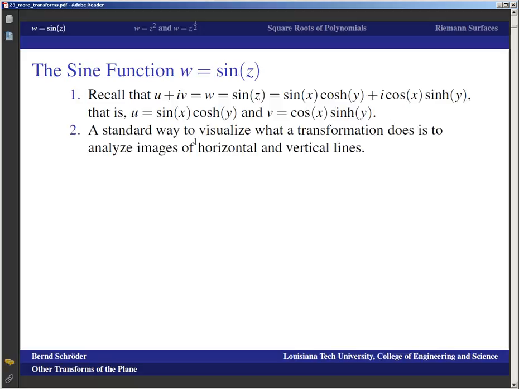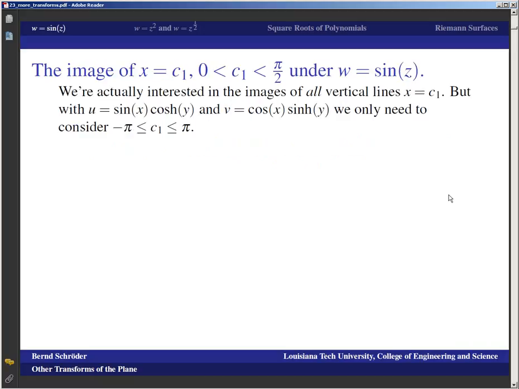Okay, a standard way to visualize what a transformation does is to analyze images of horizontal and vertical lines. We've already seen how, as we work with Möbius transforms, looking at circles and lines has helped a great deal. Well, it turns out circles in general are quite unhandy. Möbius transforms are one of the few exceptions where we can actually work with them. But lines, I mean, that's the easiest kind of input you could have, especially when they're horizontal and vertical. And if we know what horizontal and vertical lines do, we have a grid on the domain, and if we know where that grid goes, we pretty much know where everything else goes.